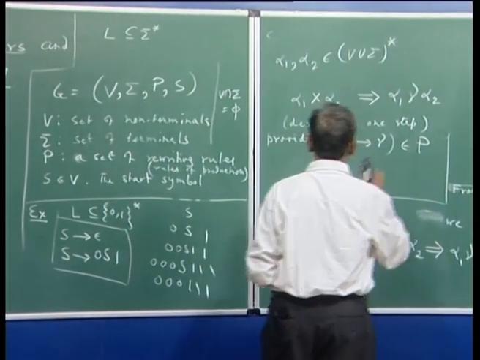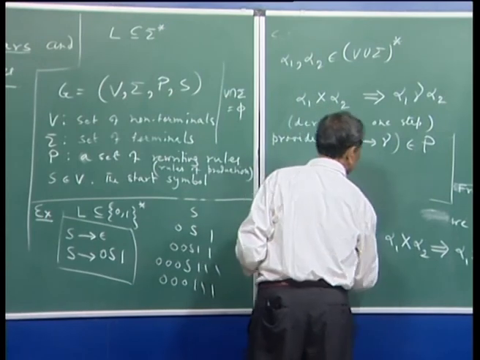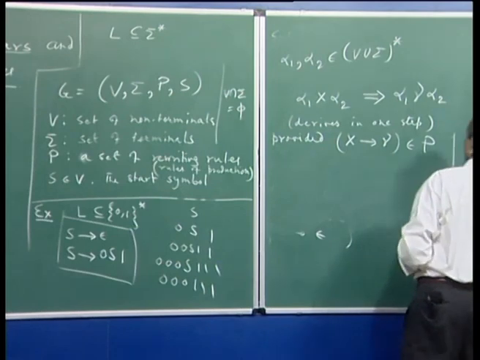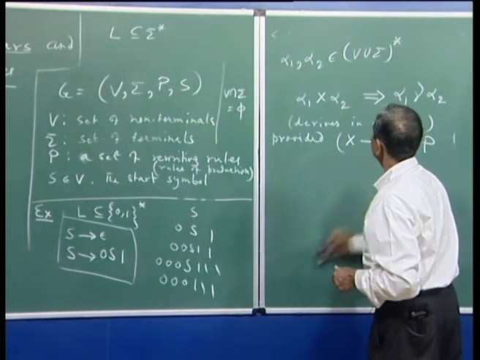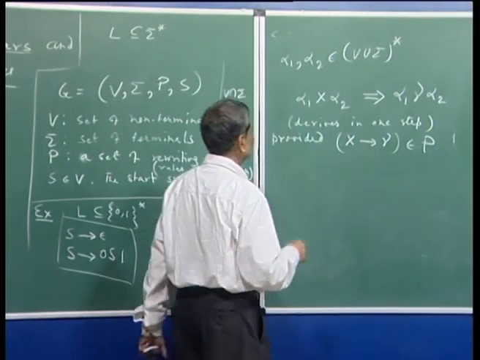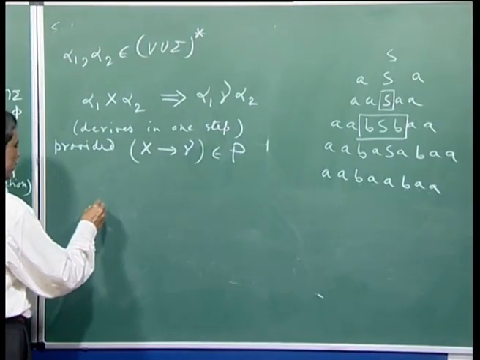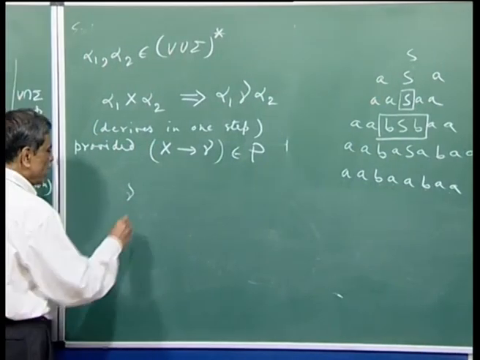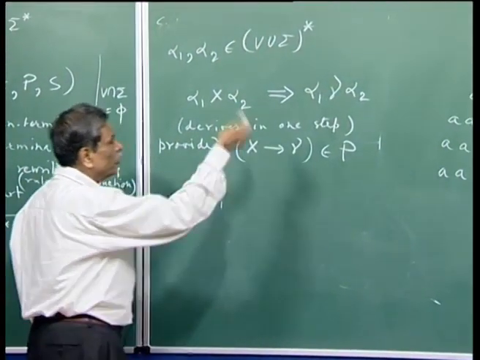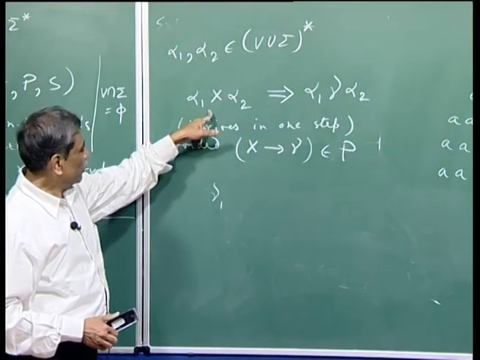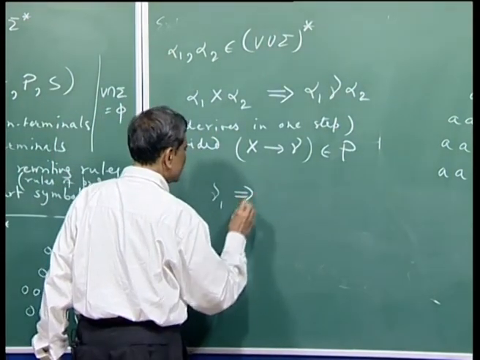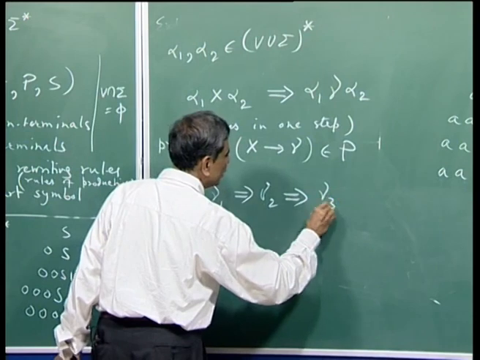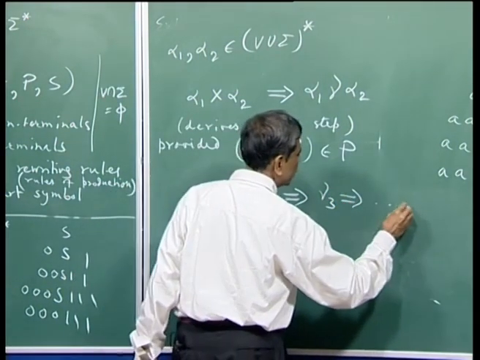All right. So, this is clear. If this notion is clear, what does it mean to say a string derives in one step another string? So, now you can see that I may have some string gamma 1 and I keep on doing this: from gamma 1 in one step I get gamma 2, from gamma 2 in one step I get gamma 3 and so on and so forth.